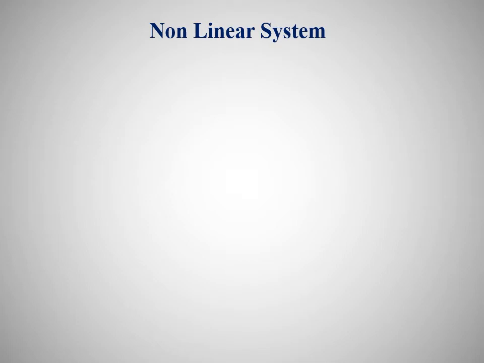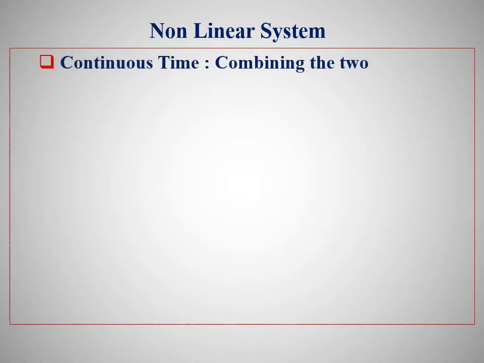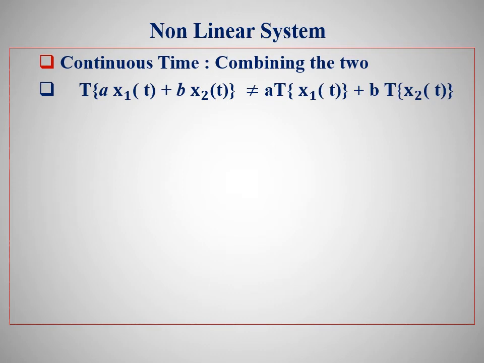Let us go on to see what is a nonlinear system. A system which does not obey the principle of homogeneity and superposition combined is going to be a nonlinear system. This is exactly what has been written here. The previous expression is again rewritten with an unequal sign, which means T of a x1 of t plus b x2 of t is not going to be equal to a into the transformation of x1 of t plus b into T of x2 of t.